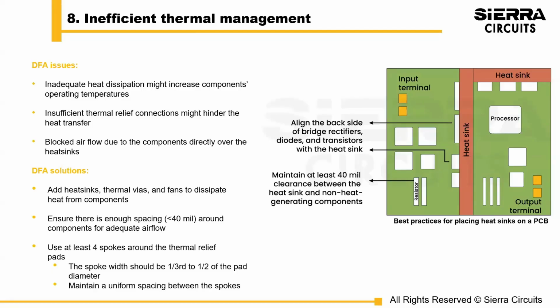You need to use at least 4 spokes around the thermal relief pads for balanced heat dissipation, and the spoke width should be 1/3 to half of the pad diameter. Maintain a uniform spacing between these spokes. You can also check out our via thermal resistance calculator. The calculator will calculate the number of thermal vias that you can place in a given pad size. It also calculates the resistances of these thermal vias.